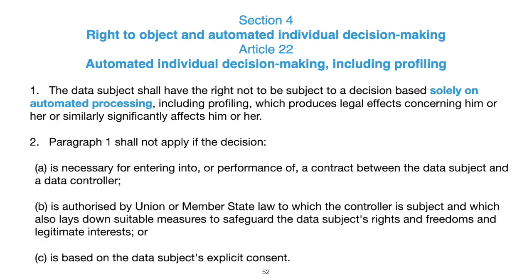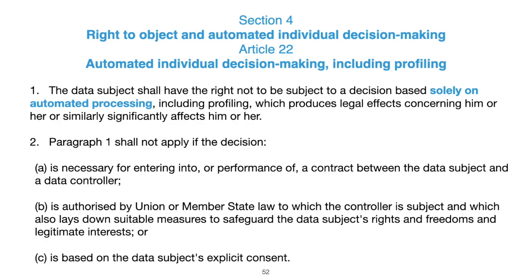Article 22 seeks to protect individuals from things going wrong with automated processing. So if a decision is based solely on automated processing, including profiling, that produces legal effects concerning him or her, the data subject can object to that. So you can object to decisions being made solely using automated processing. There are exemptions from that, however, and paragraph 2 goes into those.